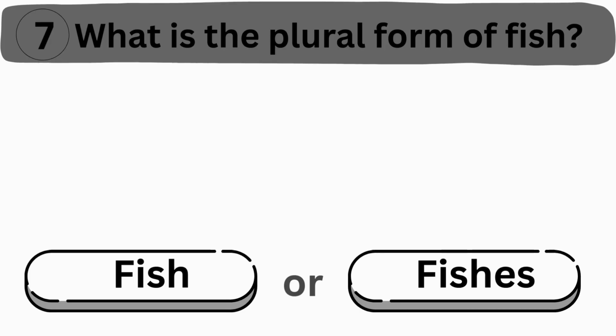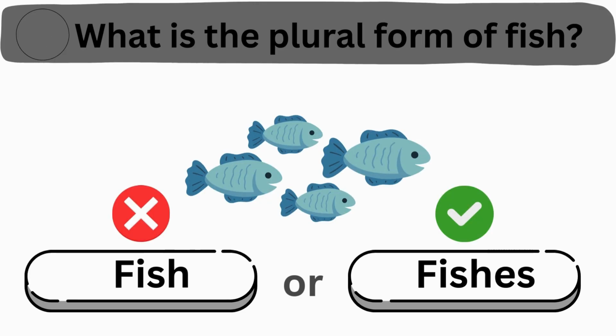What is the plural form of fish? The answer is fishes.